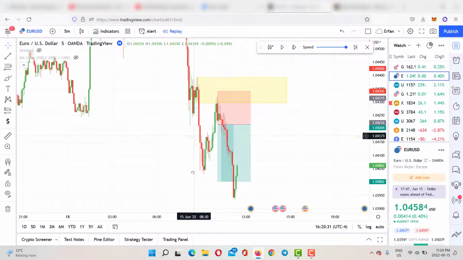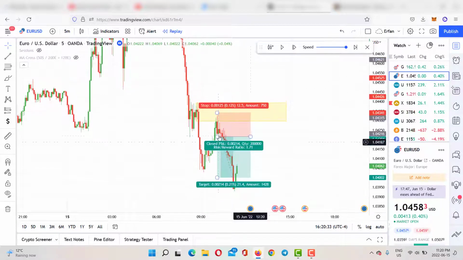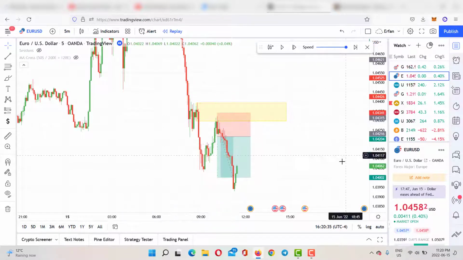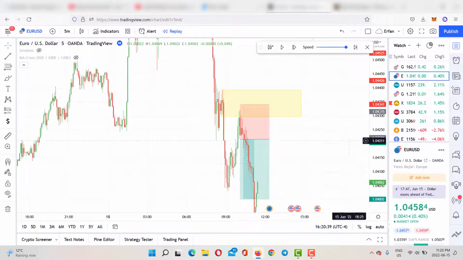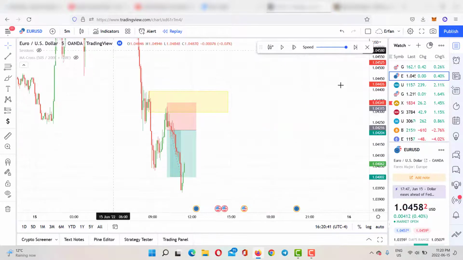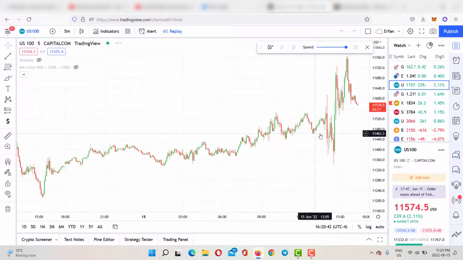It's a high probability supply zone here that I could identify, and then I actually caught this candle here, my sell stop, my stop loss, and then my TP right here. So this is what happened on EURUSD. Let's go to NAS 100.